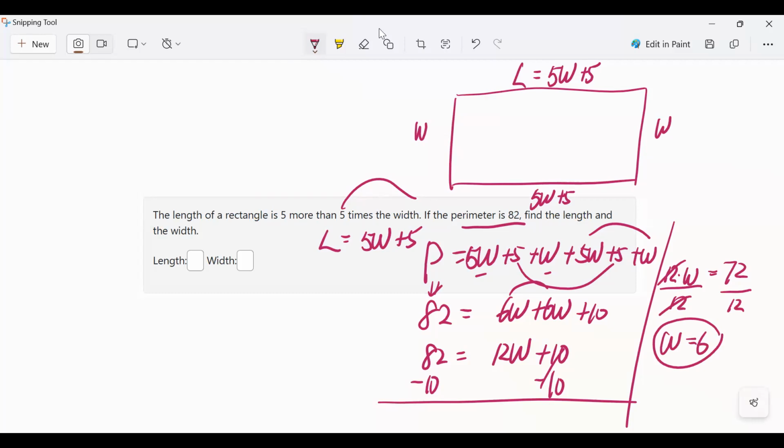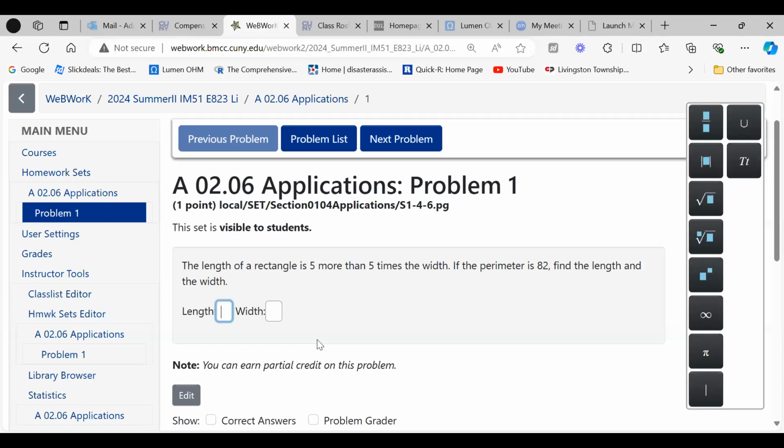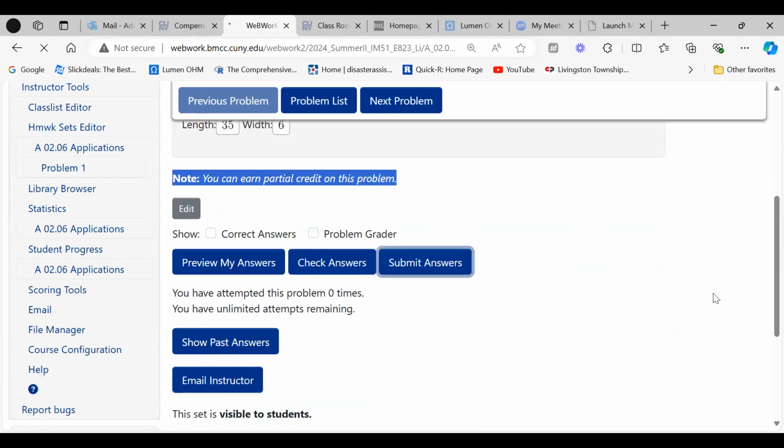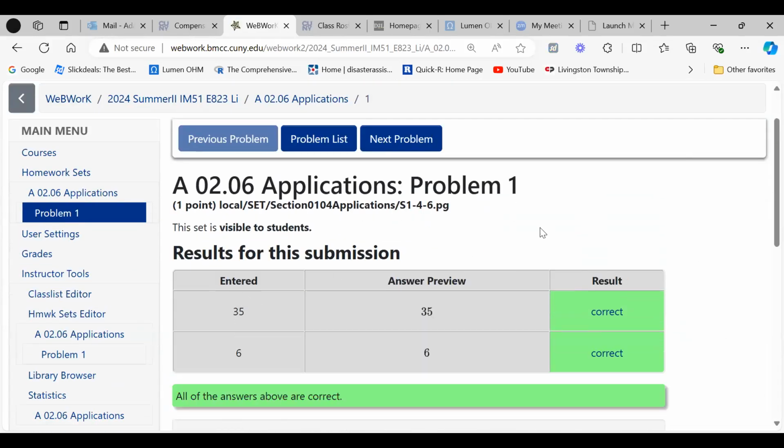Now we know W, and we need to find L. L is 5 times W plus 5, and W equals 6. So L equals 5 times 6, which is 30. 30 adding 5 is 35. So the width is 6 units, and the length is 35 units. Any questions about this? Thirty-five and 6. Yep, they're both correct answers.